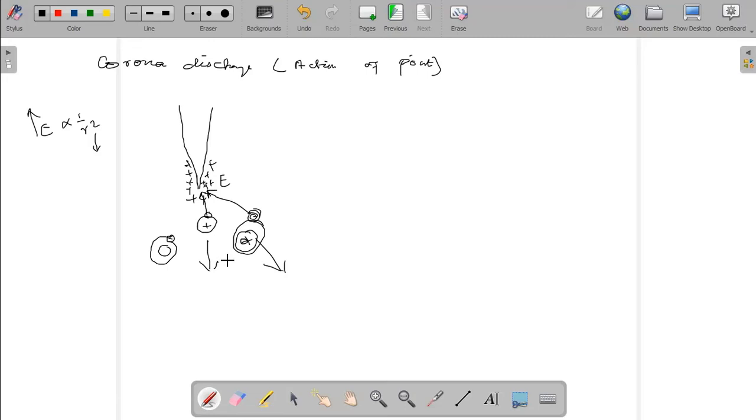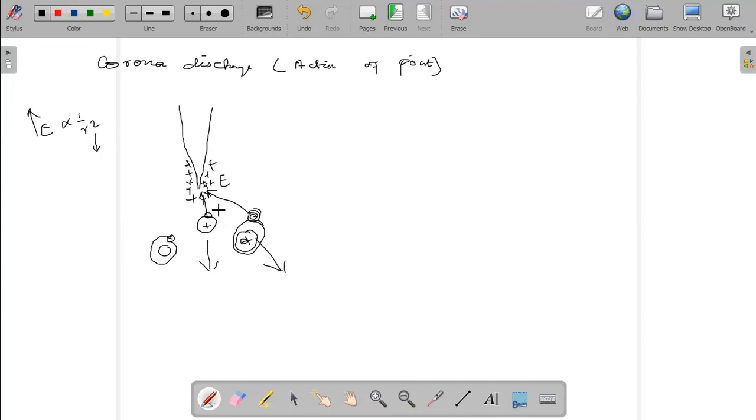Very simple. Simply put, if a neutral atom comes near the sharp edge, it loses an electron. In other words, it becomes a positive charge. In other words, positive charge gets leaked out. This is called corona discharge.